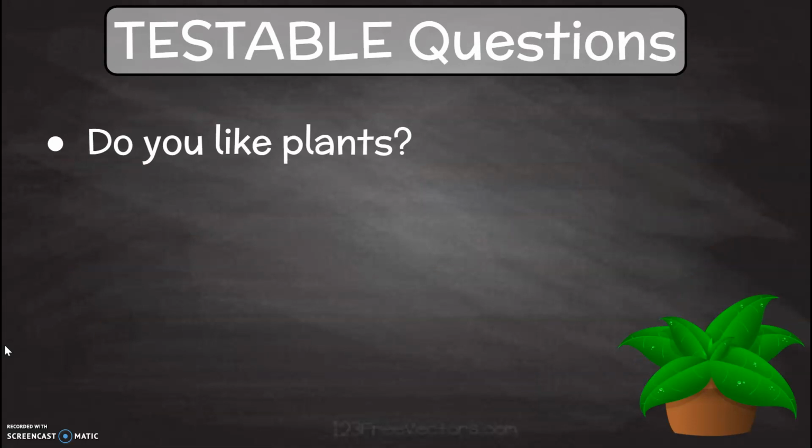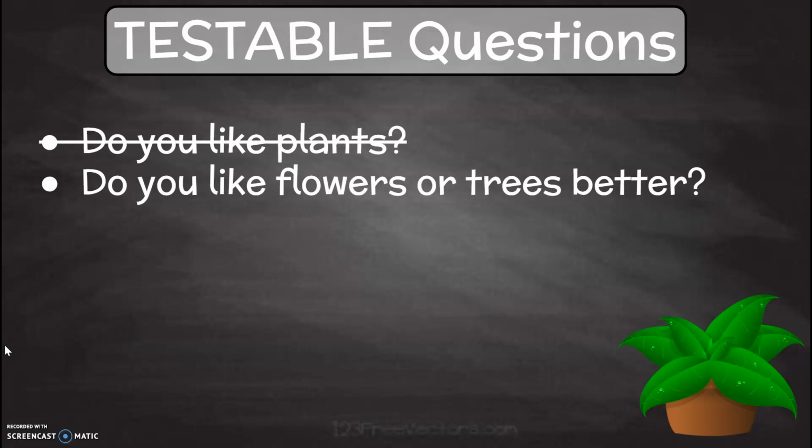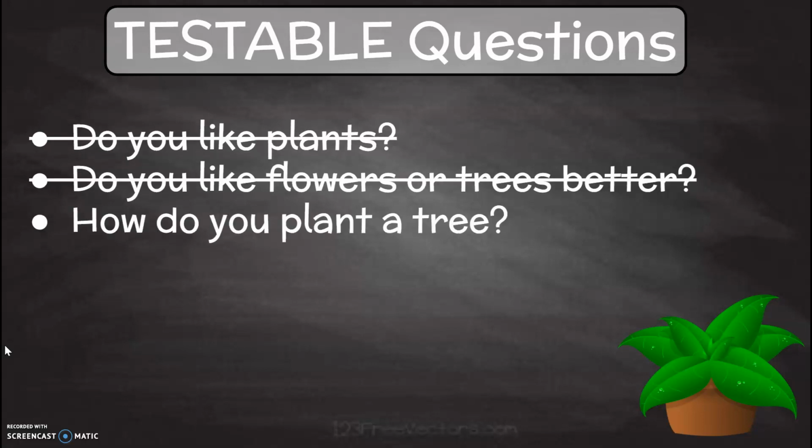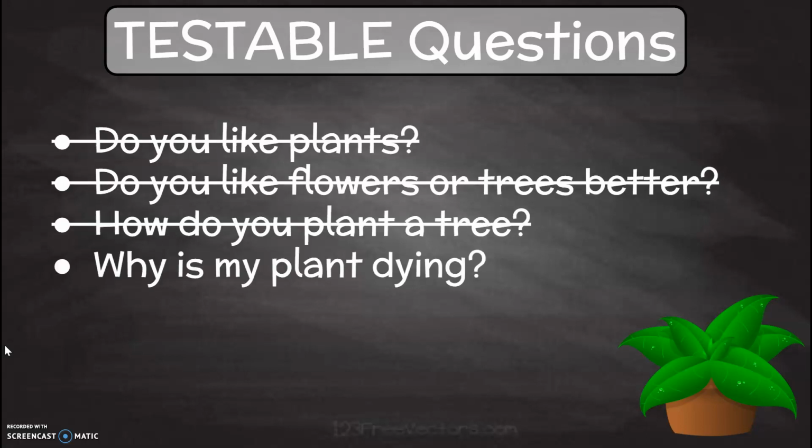So, some examples. Do you like plants? That would not be a good testable question because it is answered with a simple yes or no. Next one, do you like flowers or trees better? That would not be a good testable question because it's not really allowing us to collect any data. The only 2 options are flowers or trees. Next one, how do you plant a tree? Not really a good testable question either because it's asking how do you conduct a skill? How do you plant a tree? Not something you can usually make an experiment out of.